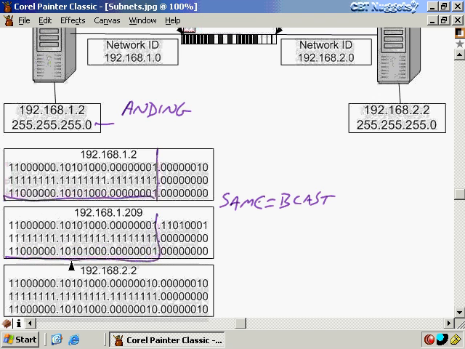192.168.2.2, when it does the ANDing process, notice that here we have a different result. It's mostly the same all the way through here, but the last two bits, notice how they're different? Well, since they're different from its own ANDing result, it says, hey, you're not on my network, you're on somebody else's network. So I'm going to send you, since you're on a different network, to my default gateway's IP address, and then the default gateway or the router will be responsible for forwarding the packet on.